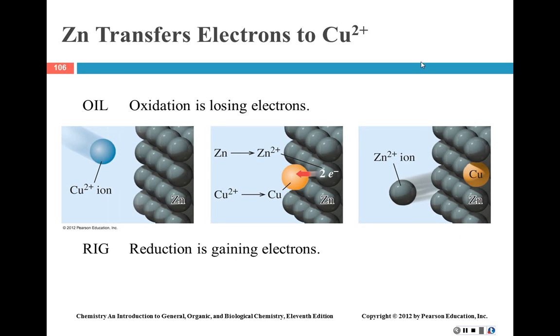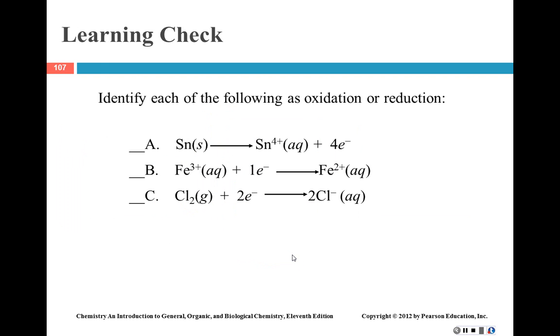So OIL, oxidation is losing electrons. Which one is oxidized? Which one loses electrons? Which one was metal? Okay, where reduction is gaining the electrons, which one gains electrons? This one, the copper, right? So oxidation is losing, reduction is gaining. So let's look at these and see if we can identify which is oxidation and which is reduction.